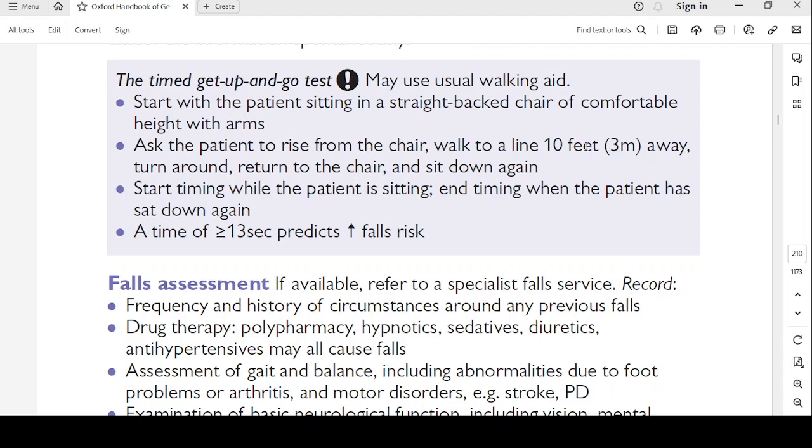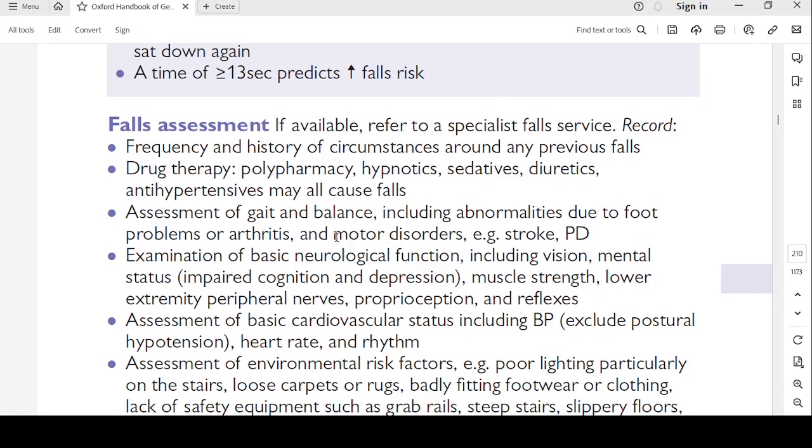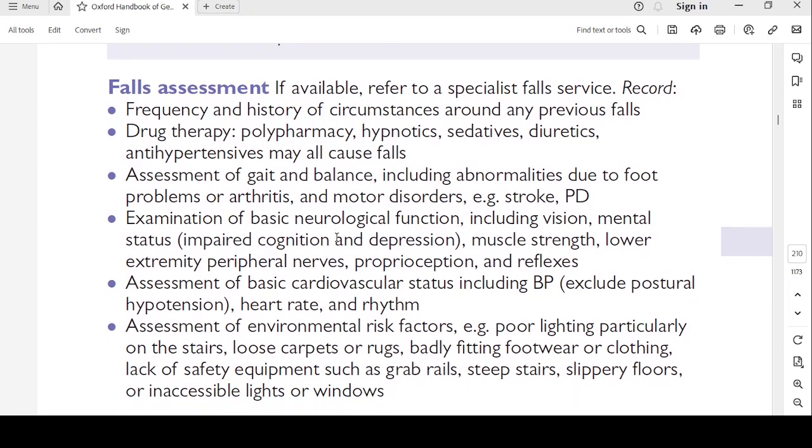Walk in a line 10 feet or 3 meters away, turn around, return to the chair and sit down again. Timing starts while the patient is sitting and ends when the patient has sat down. A time of more than 13 seconds predicts increased risk of falls. Fall assessment: if available, refer to a specialist fall service.